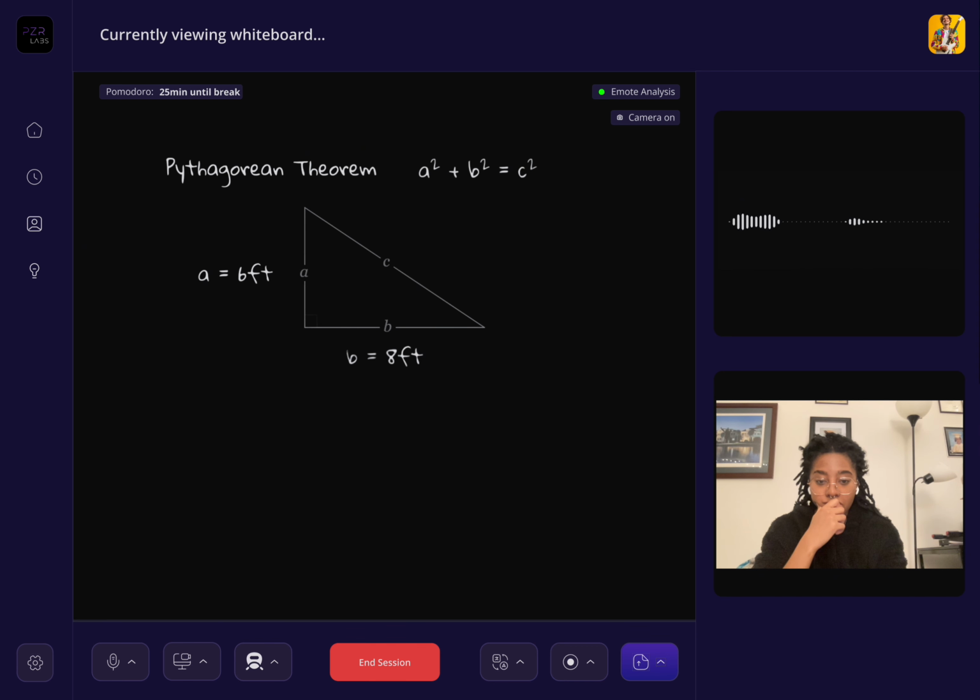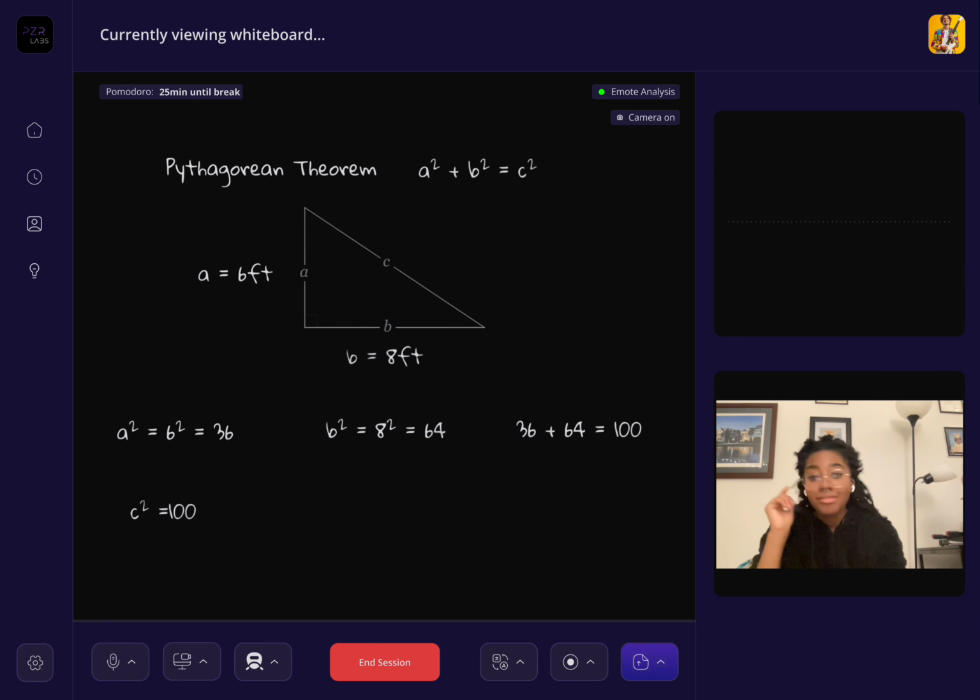Let's calculate a squared. What's 6 squared? 36. Perfect. Now, what's 8 squared? 64. You've got it. Now we add them together. 36 plus 64 equals 100. So c squared equals 100. To find c, we need to figure out the square root of 100. Do you know what that is? 10. Exactly. That means the diagonal line needs to be 10 feet long. How's that so far?